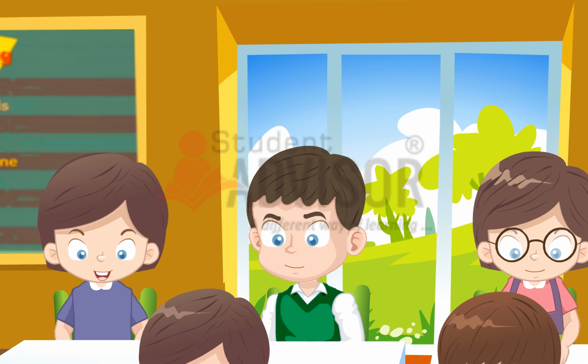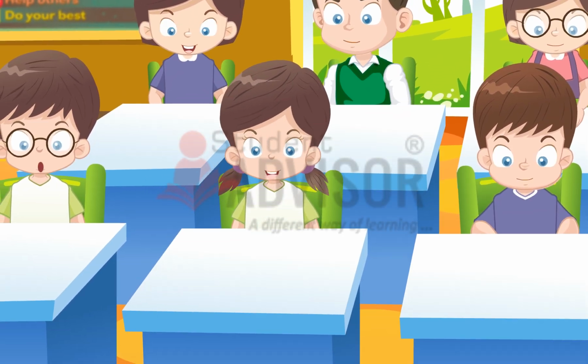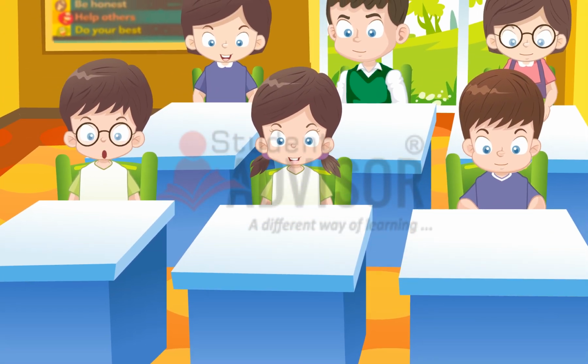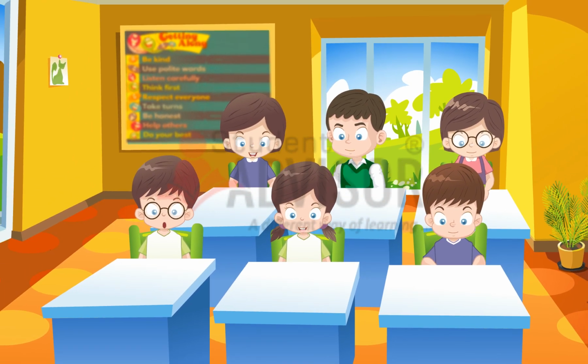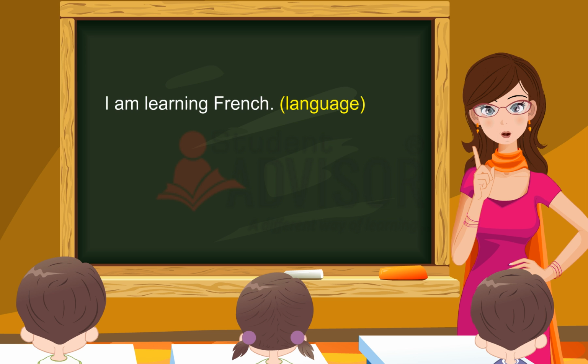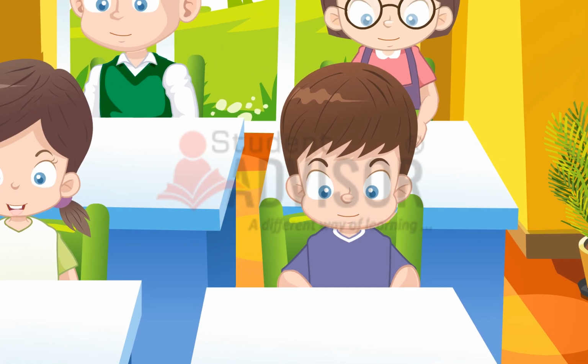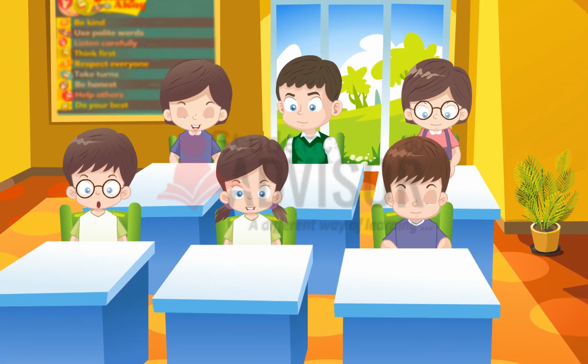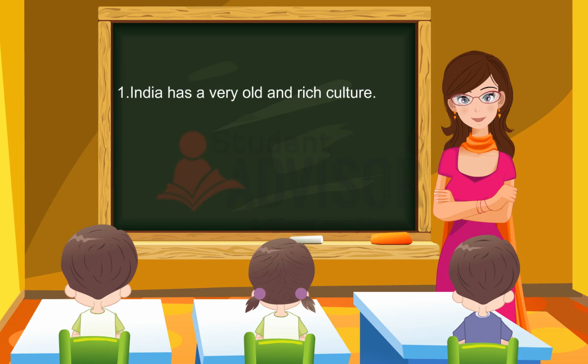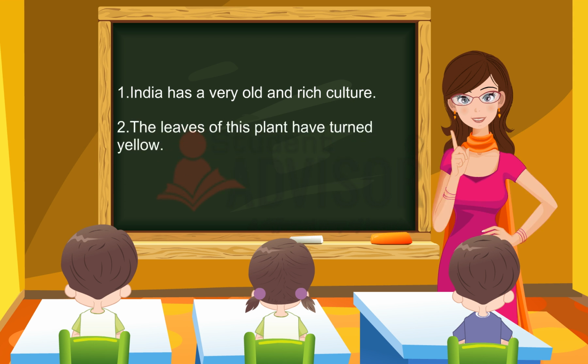Abstract noun. Before the names of languages, subjects, public places, games, diseases and meals at definite times. I am learning French, language. She doesn't like physics, subject. Before the names of nations, colors, festivals, states, cities. India has a very old and rich culture. The leaves of this plant have turned yellow.